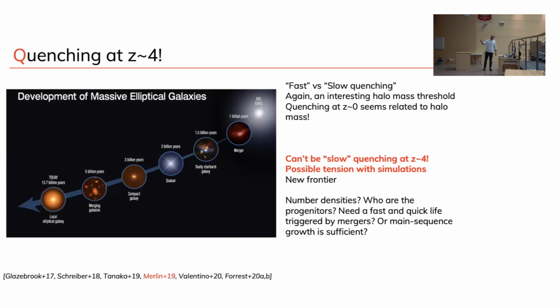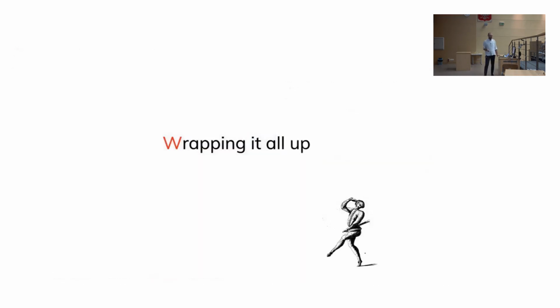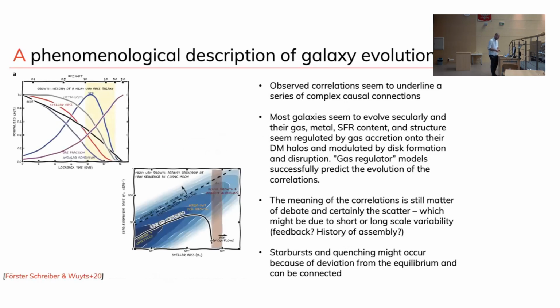The question is, this was from 2014. It was meant to explain the existence of quiescent galaxies at redshift 2. Now this is up here, at redshift 4. So does it still work or not? We'll figure it out. Okay, this drives us to the last point about trying to put everything together.